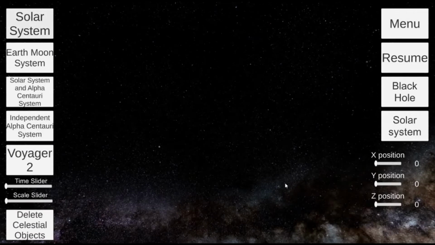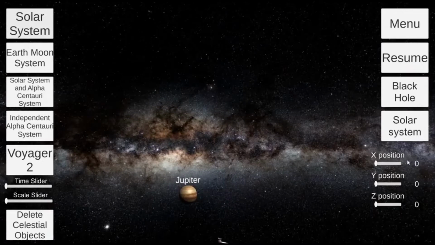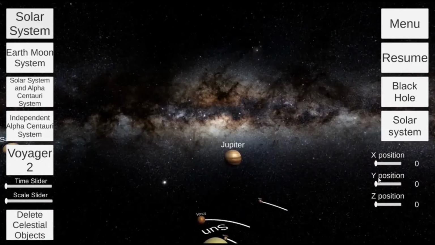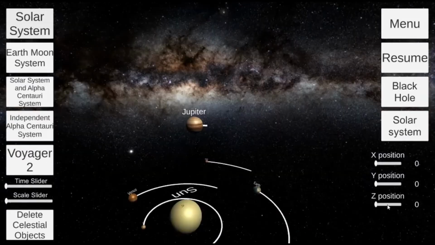But then if I go into here, I have some sliders. These are position adjusters. So I can set, let's say I wanted to put a black hole into the system. This black hole is modeled after the second smallest black hole ever found. It's got a mass of about 6.3 solar masses.